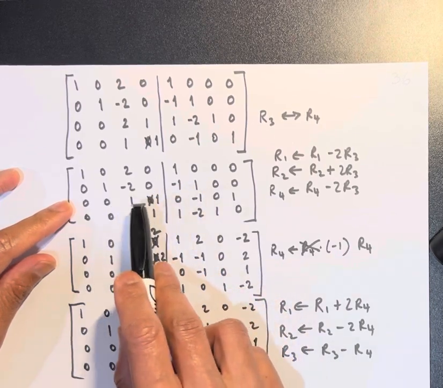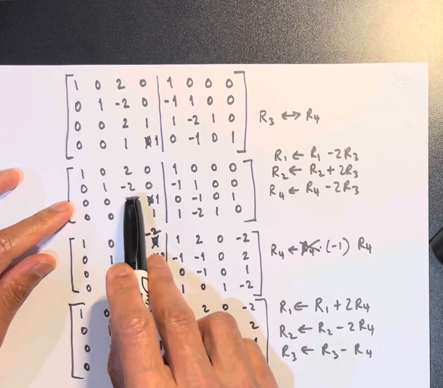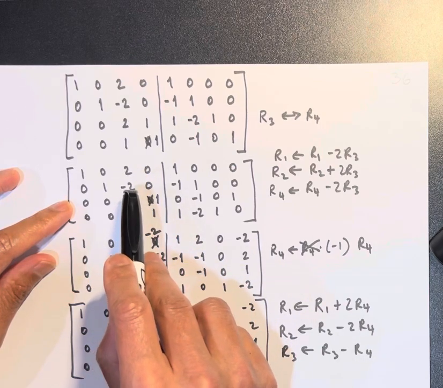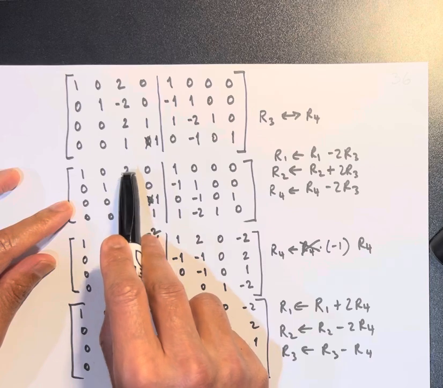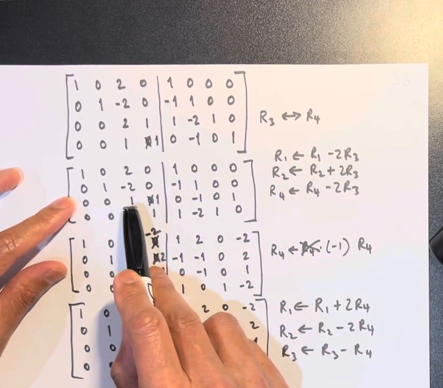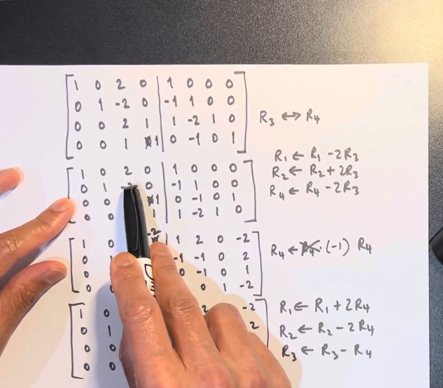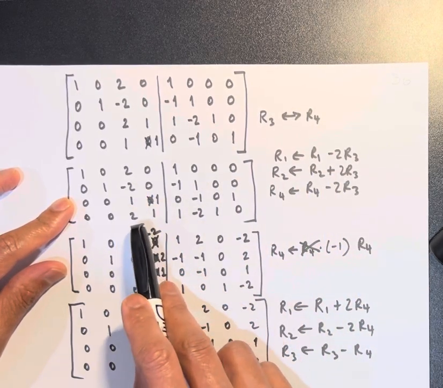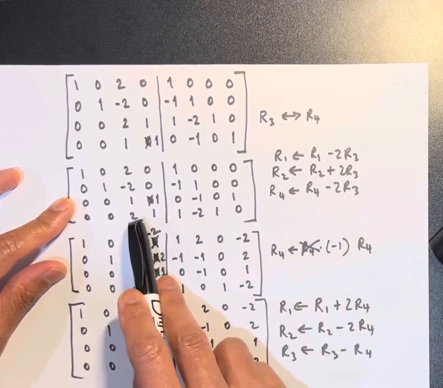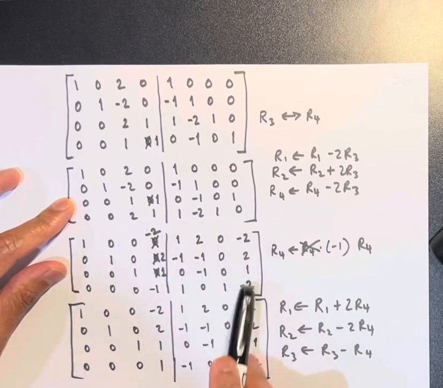Then that will get it into this row echelon form, which is fine, but I am trying to push this towards the reduced row echelon form, so that's why I am also eliminating these guys. That's why I'm doing R1 is R1 minus 2R3, R2 is R2 plus 2R3, so this minus 2 will go away, become 0, and then R4 is R4 minus 2R3. All right, and you carry out those steps, you end up with this matrix.